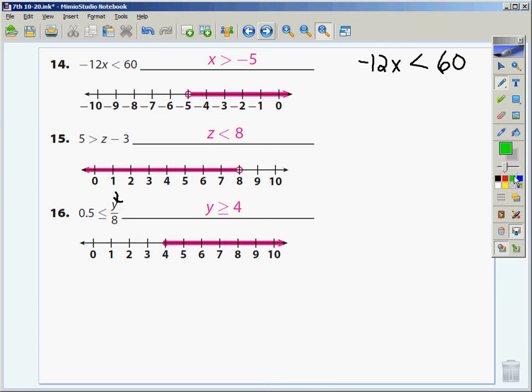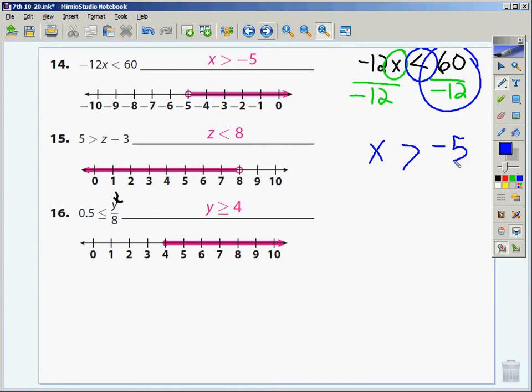What am I going to have to do to get the variable by itself? X is being what? Multiplied. How do I get rid of multiplication? What am I going to divide by? What has to happen to that inequality when I divide by a negative? It has to be flipped. Going to give me a positive x. 60 divided by a negative is going to be negative 5.